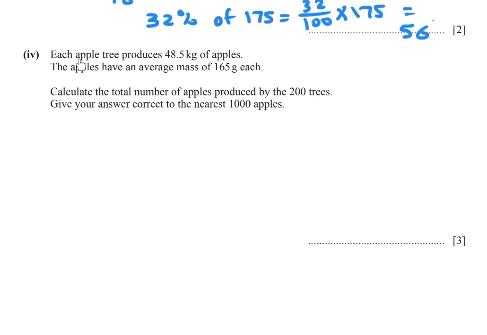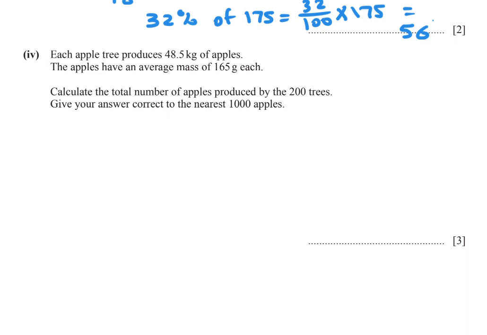Part iv. Each apple tree produces 48.5 kg of apples. The apples have an average mass of 165 grams each. Calculate the total number of apples produced by 200 trees. Give your answer correct to the nearest 1000 apples.